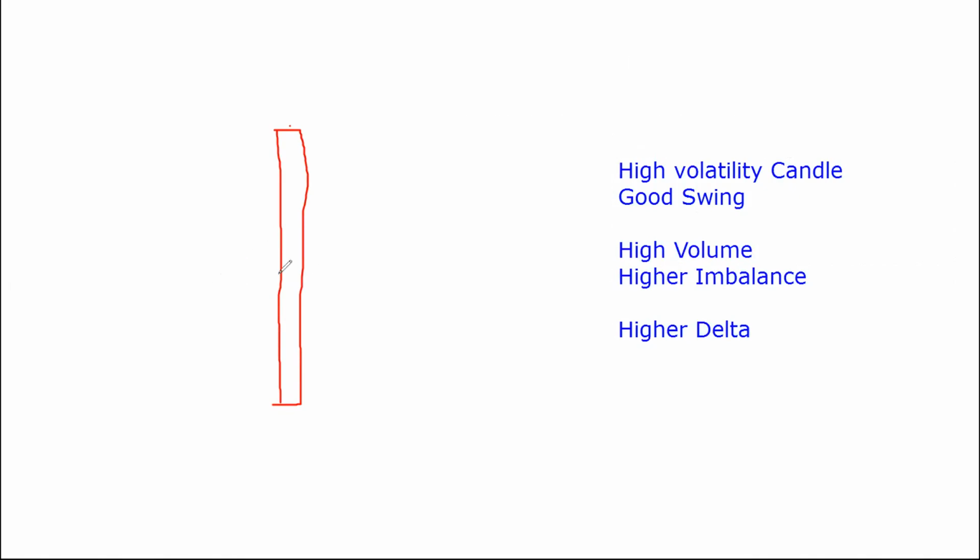A lot of imbalance you are seeing in this band. A lot of buyer imbalance over here, and the candle is pushing up. So maybe previously there was a good swing. There's a good upswing coming in, and good imbalance is also happening over there.